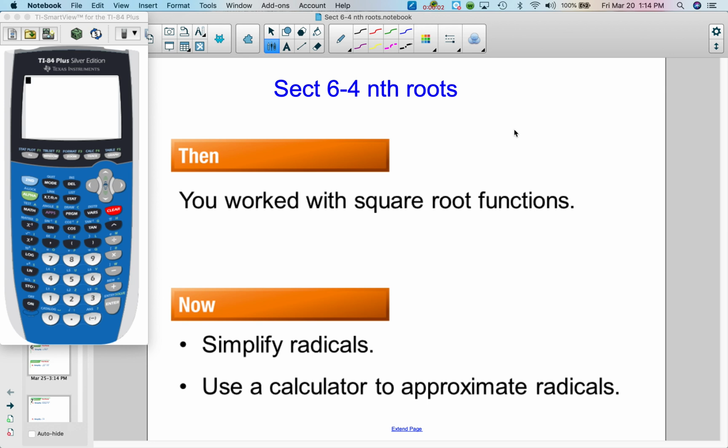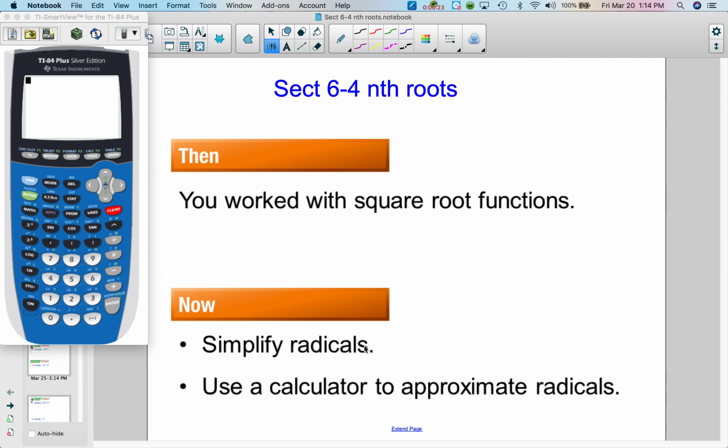This is section 6-4. It's called nth roots. You should have a handout for this that I gave you, so you would be taking notes on this paper. So we have worked with square root functions. Now we are going to work with other roots like cube root functions, fourth root functions, and we're going to learn how to simplify radicals.